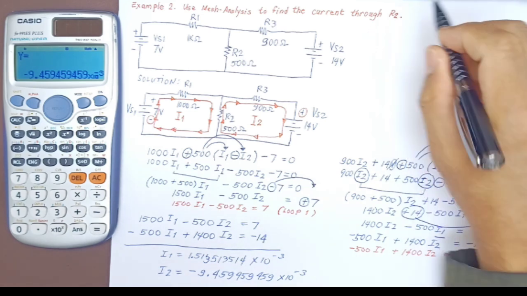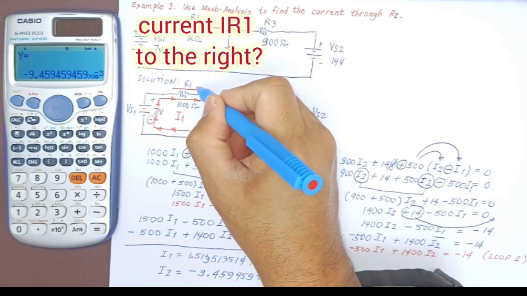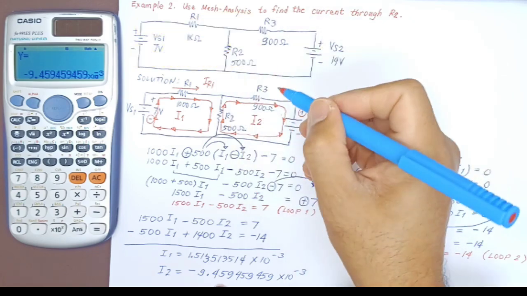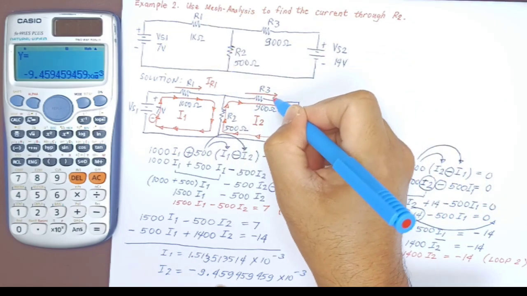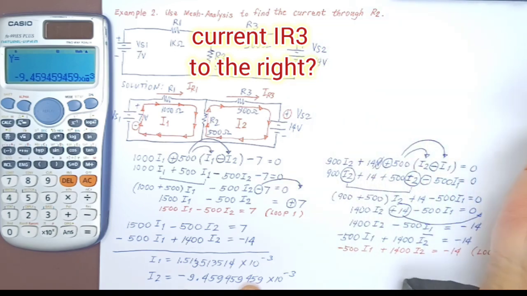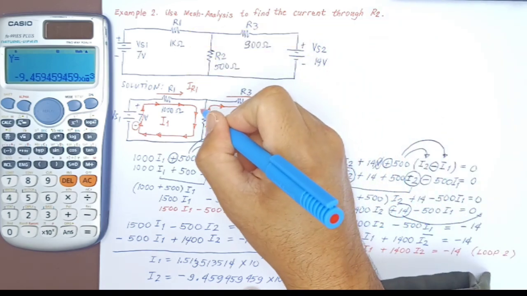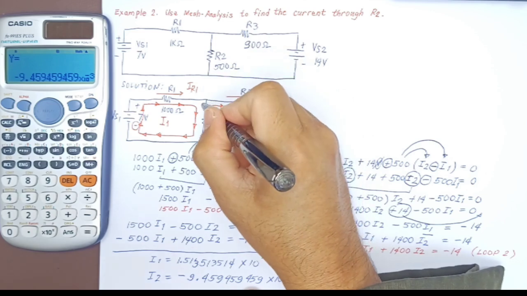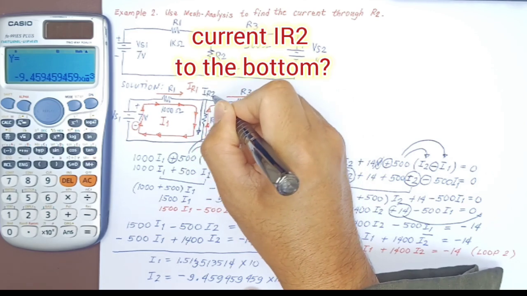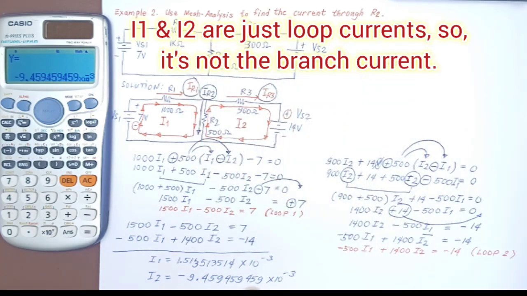Now let's summarize our answer over here. So we have the current here, which we assumed going to the right, and let's call this IR1 so that we will not be confused with I1. And in here we have IR3, or the current on resistor 3. And for this one, let's use another color. Let's use black or blue here. That's to represent the IR2. So again, this is IR2, this is IR1, this is IR3.